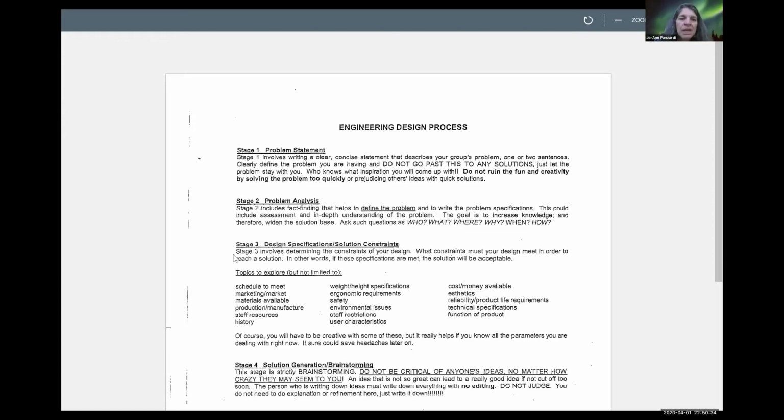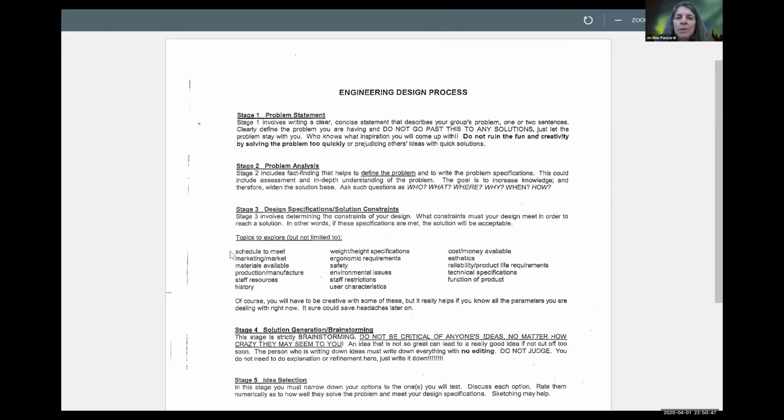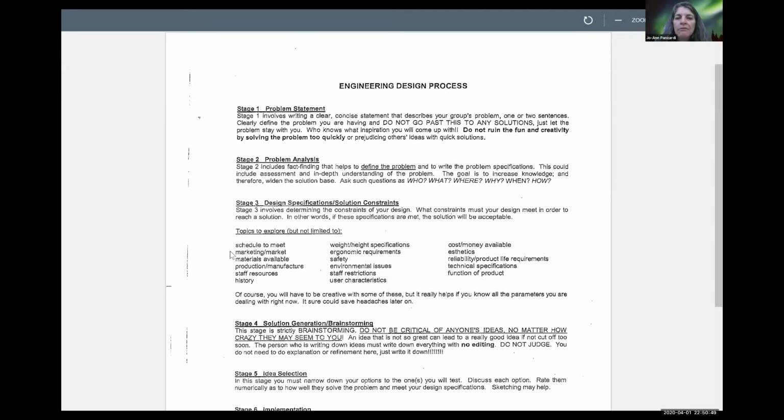Okay, let's go to stage 3 now. Stage 3 is design specs or solution constraints. It's things that will limit your solution. For instance, a schedule. If you only have 2 weeks to design something, if you have 2 weeks to do the whole design process, that is going to limit what kind of solution you could come up with.